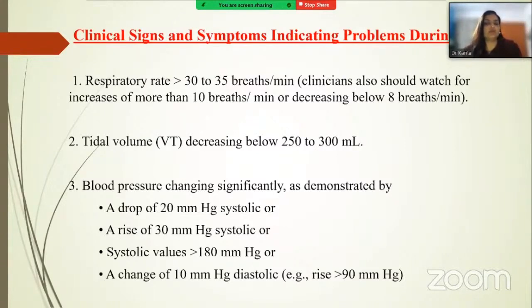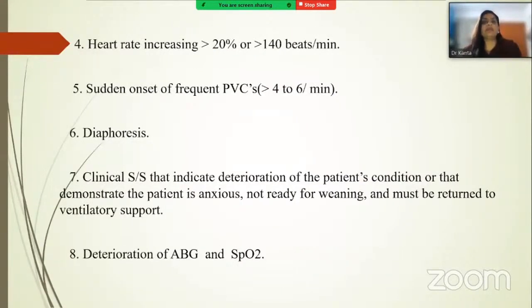significantly, as demonstrated by a drop of 20 millimeters of systolic or a rise of 30 millimeters of systolic blood pressure with systolic values greater than 180 millimeters of mercury, or a change of 10 millimeters of mercury of diastolic blood pressure. Any increase in the heart rate by greater than 20% from the baseline, or a total heart rate of more than 140 beats per minute, plus any sudden onset of frequent VPCs, diaphoresis, is alarming. Clinical signs and symptoms that indicate deterioration of the patient's condition, or that demonstrate that the patient is anxious, not ready for weaning, and must be returned to ventilatory support. This has to be supported with the changes in the ABG and oxygen saturation.